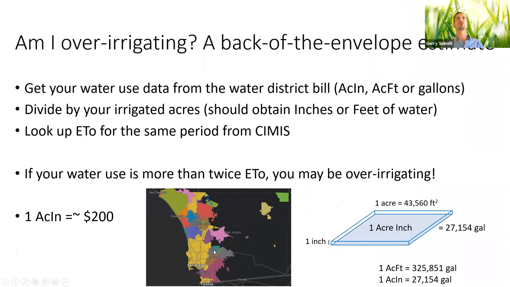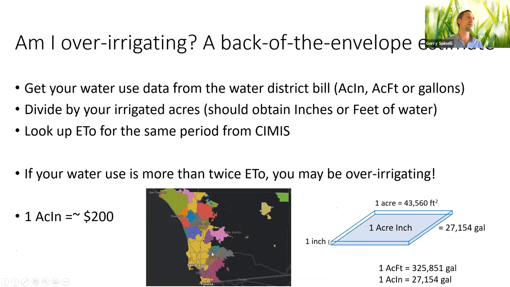So now we can use this idea, and I'm going to spend my last 5 minutes to illustrate it. Now we can use this framework to have a back of the envelope estimate to ask ourselves, am I over irrigating? So you can get your bill from your water district. There are many water districts and public utilities authorities in San Diego County. Here I put a picture of them. Each color is one of them.